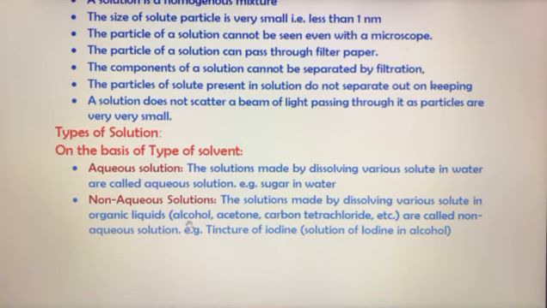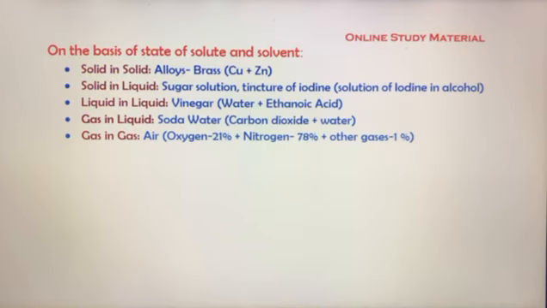And next is non-aqueous solution, meaning the solution is formed by dissolving the solute in organic liquids like alcohol, acetone, carbon tetrachloride, etc. For example, tincture of iodine, which is produced by dissolving iodine in alcohol. This comes under non-aqueous solution because here the solvent is alcohol, not water. Tincture of iodine has an antiseptic property, so if we have a wound, it also helps in healing the wound.